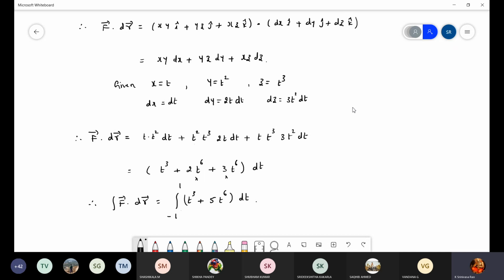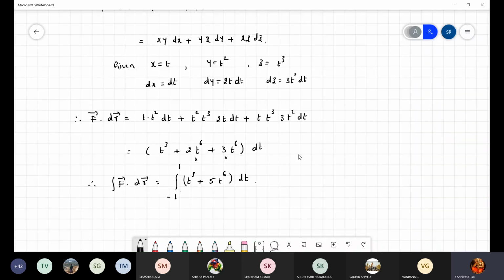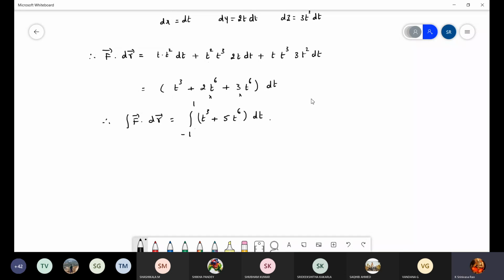Now it is a simple integration. Throughout this module, either differentiation or integration, it is simple only. First you should be strong in the basics, but the thing is you should convert that into a vector, into a standard form. After that, you have to either differentiate or integrate. What is the integration of t cube with respect to t? T power 4 divided by 4, plus the integration of 5t power 6, which is 5t power 7 divided by 7.